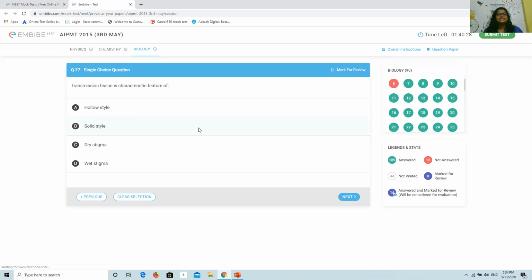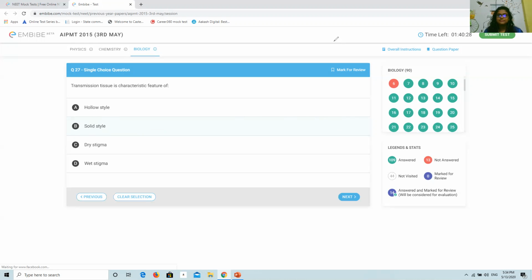Okay, the next question is: transmission tissue is a characteristic feature of. Before going on to the question, let's understand what exactly a transmission tissue is. Transmission tissue belongs to a solid style. What does that mean? In plants which contain transmission tissue or solid style, it is covered with densely packed cytoplasmic cells. So you know, dividing cells are densely packed, because of which the pollen tubes grow. Hence, transmission tissue is a characteristic of a solid style. And if the style is hollow, then the tissue or the pollen tube will not grow that well.